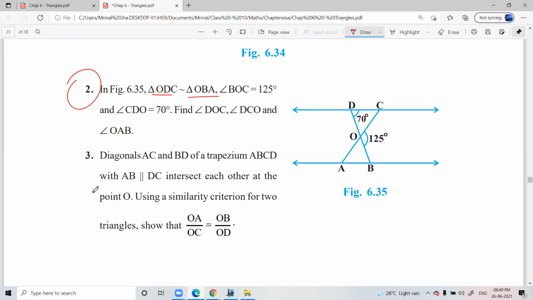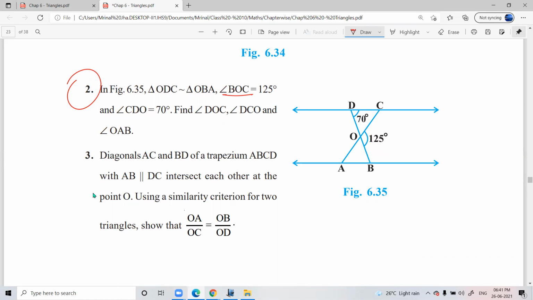So this was the second question, exercise 6.3, right? They are saying that in the figure, triangles ODC and OBA are similar. Then what else? Angle BOC is 125 degrees. This angle is 125, and CDO is 70. It's already mentioned over there. Then find DOC.